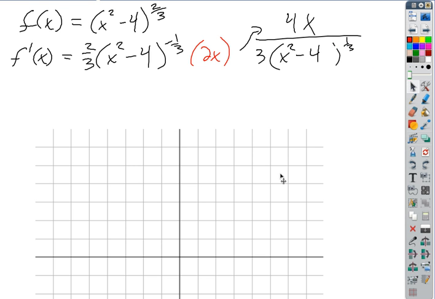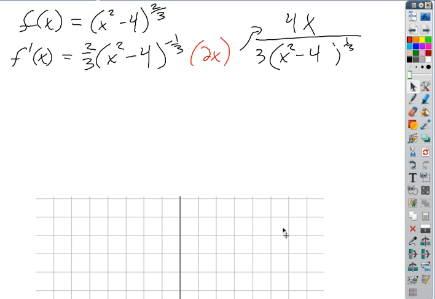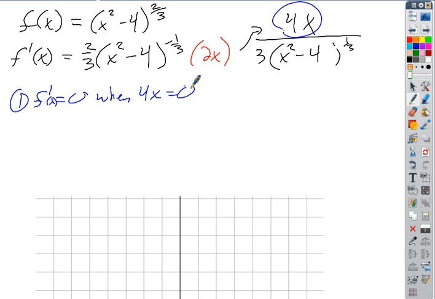Okay, so now we want to find the critical numbers. Let's divide this up and do the easy part: find where f prime equals 0. If we set this equal to 0, where is a fraction equal to 0? When the top is 0. So 4x equals 0, and the answer is x equals 0. There's a critical number.